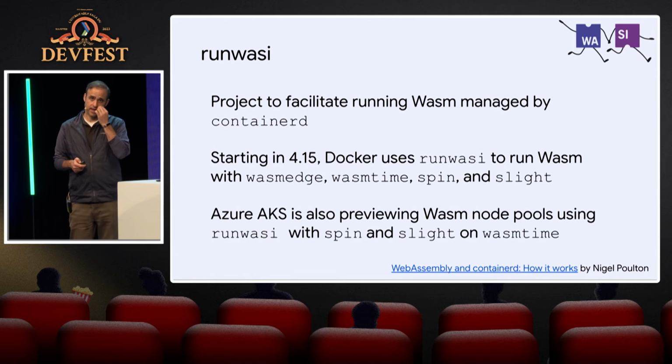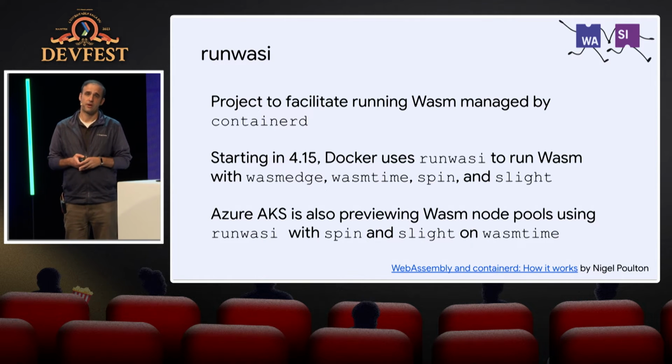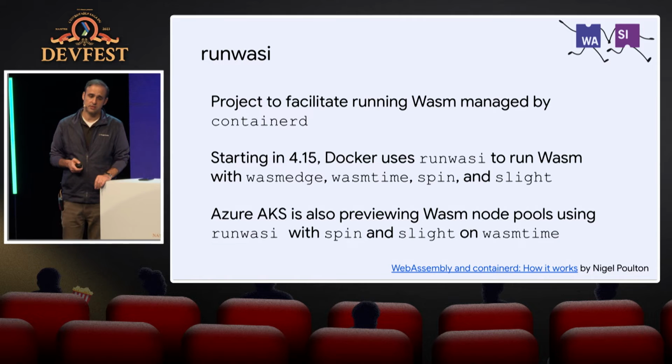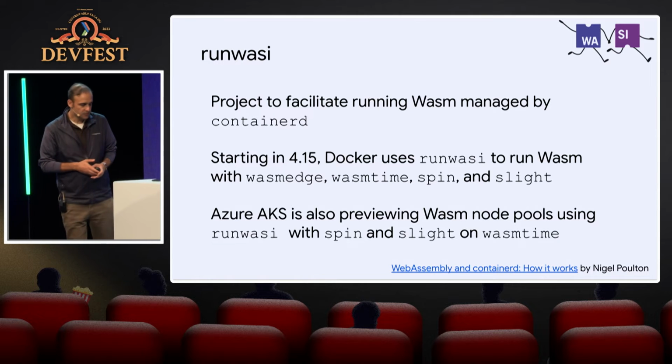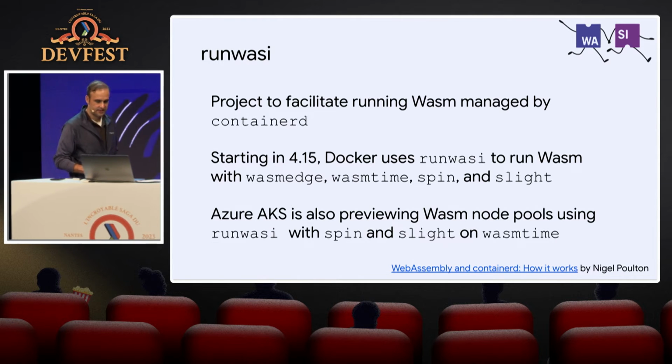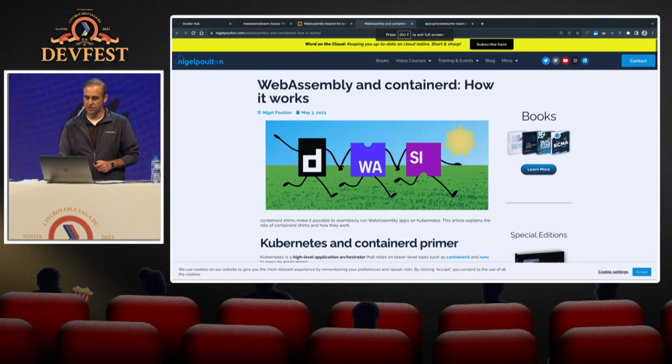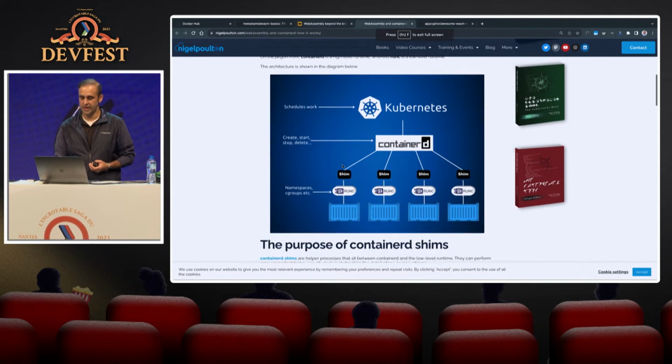Azure also has an AKS preview for Wasm module node pools. So supposedly you can create a Kubernetes cluster with Wasm node pools. I haven't tried it to see if it works, but I tried the Docker one, and I'm going to show you that next. And there's this really good blog post from Nigel that shows how this works in containers.